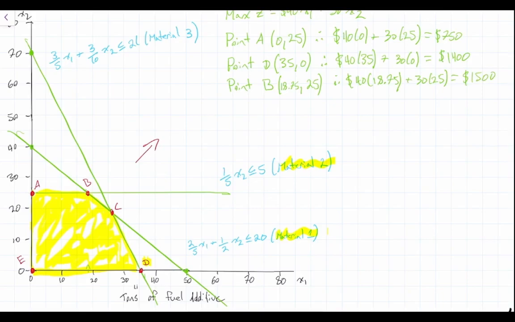Now, finally, we have to solve for point C. Now, point C is a little tricky. It's somewhere less than 20 and probably a little more than 25, but we don't know exactly. So we're going to look at the two lines that intersect to make point C. Our two lines that intersect are our material 3 and our material 1.